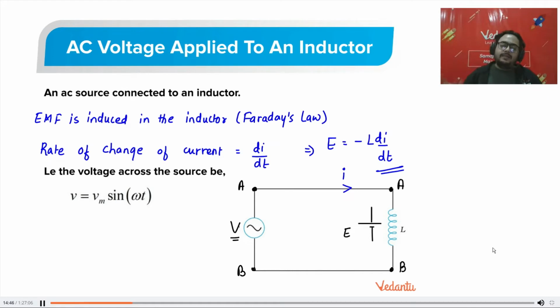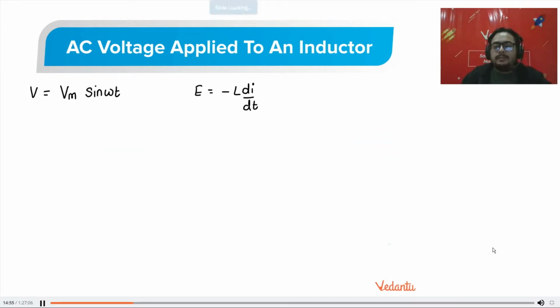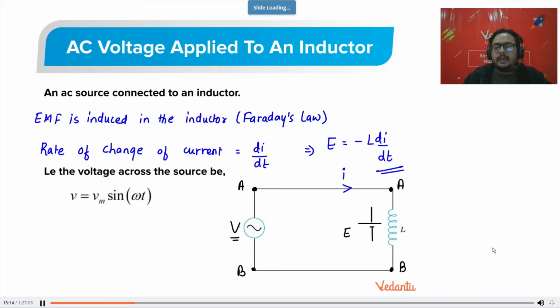It doesn't matter whether it is VB minus VA. It does not matter. I am talking about the magnitude. You can say VB minus VA also. I mean potential difference. So basically both should be equal. I can say Vm sine omega t should be equal to minus L di by dt. Now what do we do? We try to solve it.